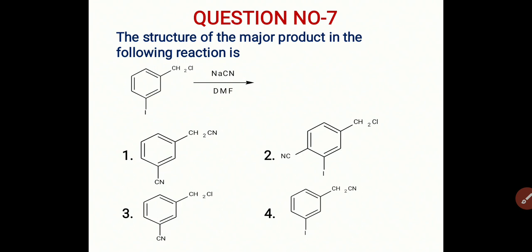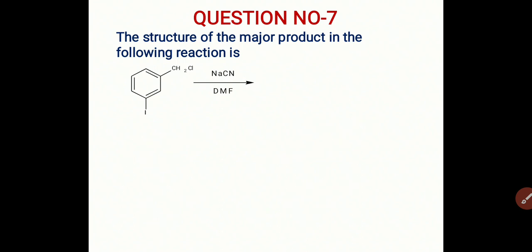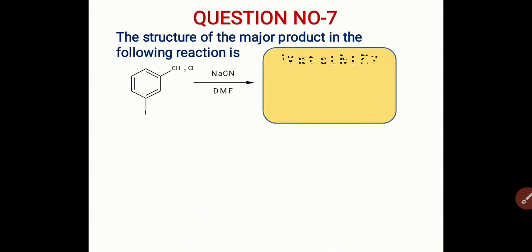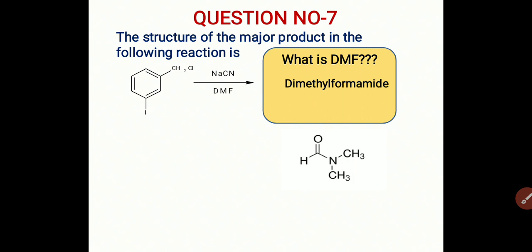So next we will see NaCN, we know. Then what is this DMF? DMF we will see once. So what is the meaning of this DMF? DMF is nothing but dimethyl formamide. Remember, dimethyl formamide or DMF is a very good solvent in organic chemistry. In organic chemistry, it acts as a very good solvent. This is the structure of dimethyl formamide.